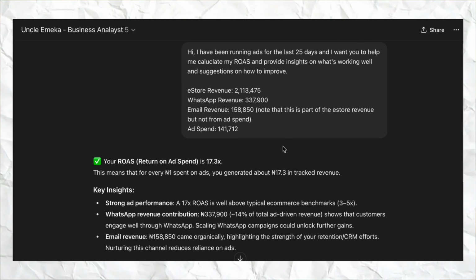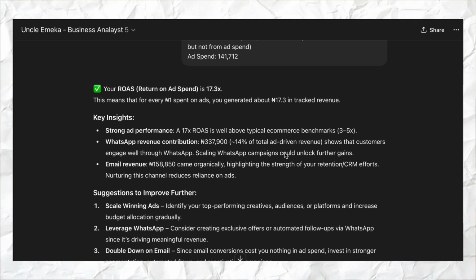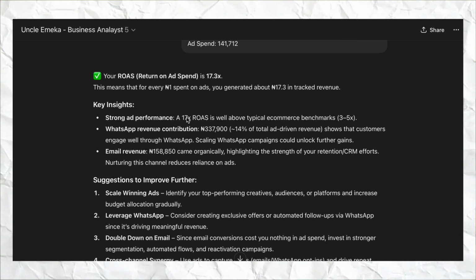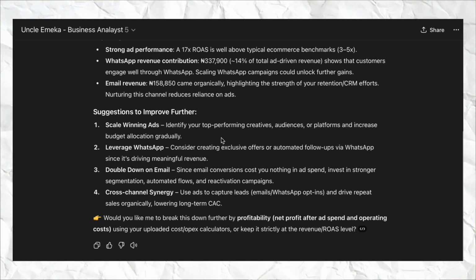Actually, 141,712 naira, right? And when I spoke to my AI assistant, Uncle Emeka, I said, what do you think about this? He mentioned the ROAS, which I actually give you access to in the ROAS calculator. I mentioned the ROAS being very healthy, and he gave me some suggestions on how to improve this particular store. Now, how did we get here?